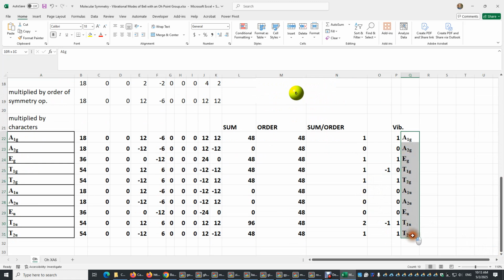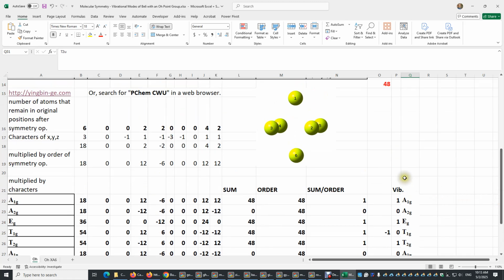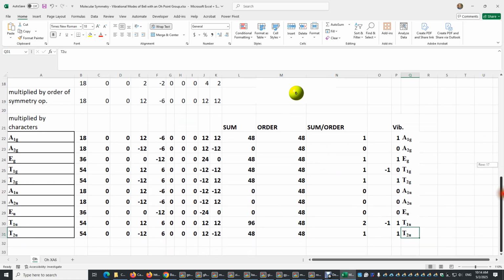Now we have the symmetry for the vibrational modes. We have one mode with A1G symmetry, one E sub G symmetry doubly degenerate, one T2G symmetry triply degenerate here, and then one T1U and one T2U. So if you sum it up, it's 1 plus 2 plus 3 plus 3 plus 3. And we get the total number of vibrational modes, which is 12, because we have 6 atoms. 6 atoms have 18 independent coordinates and 18 independent motions. And 18 minus 3 rotations minus 3 translations, we get 12 vibrational modes.